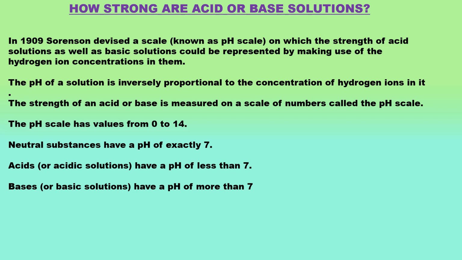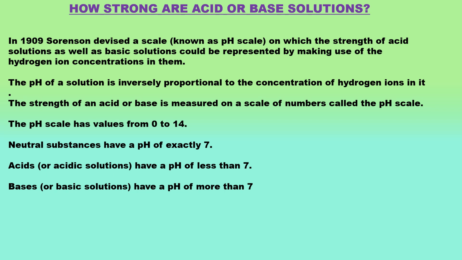Pure water is a neutral substance, it is neither acidic nor basic. So, the pH of pure water is 7. A sugar solution and sodium chloride solution are also neutral, each having a pH of 7. So, whenever the pH of a solution is 7, it will be a neutral substance.